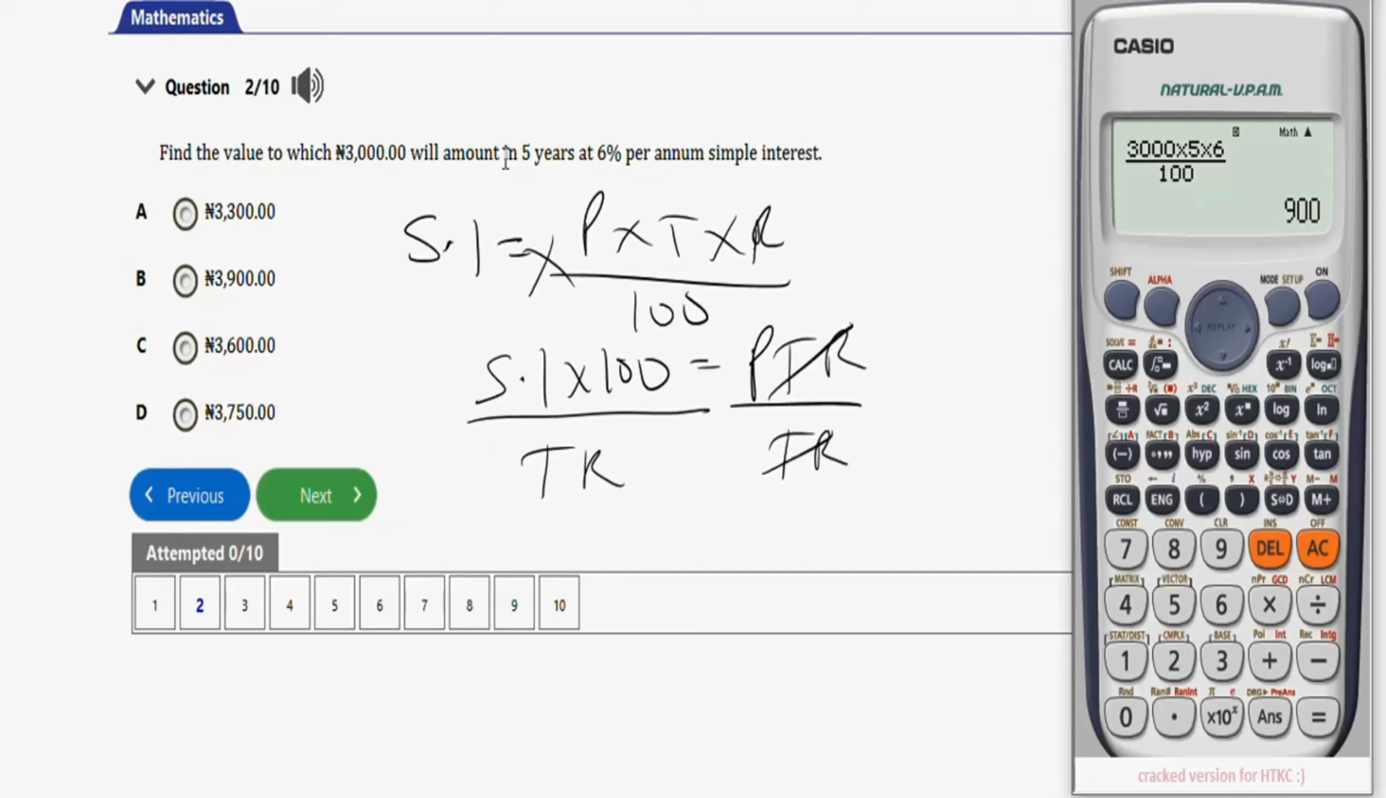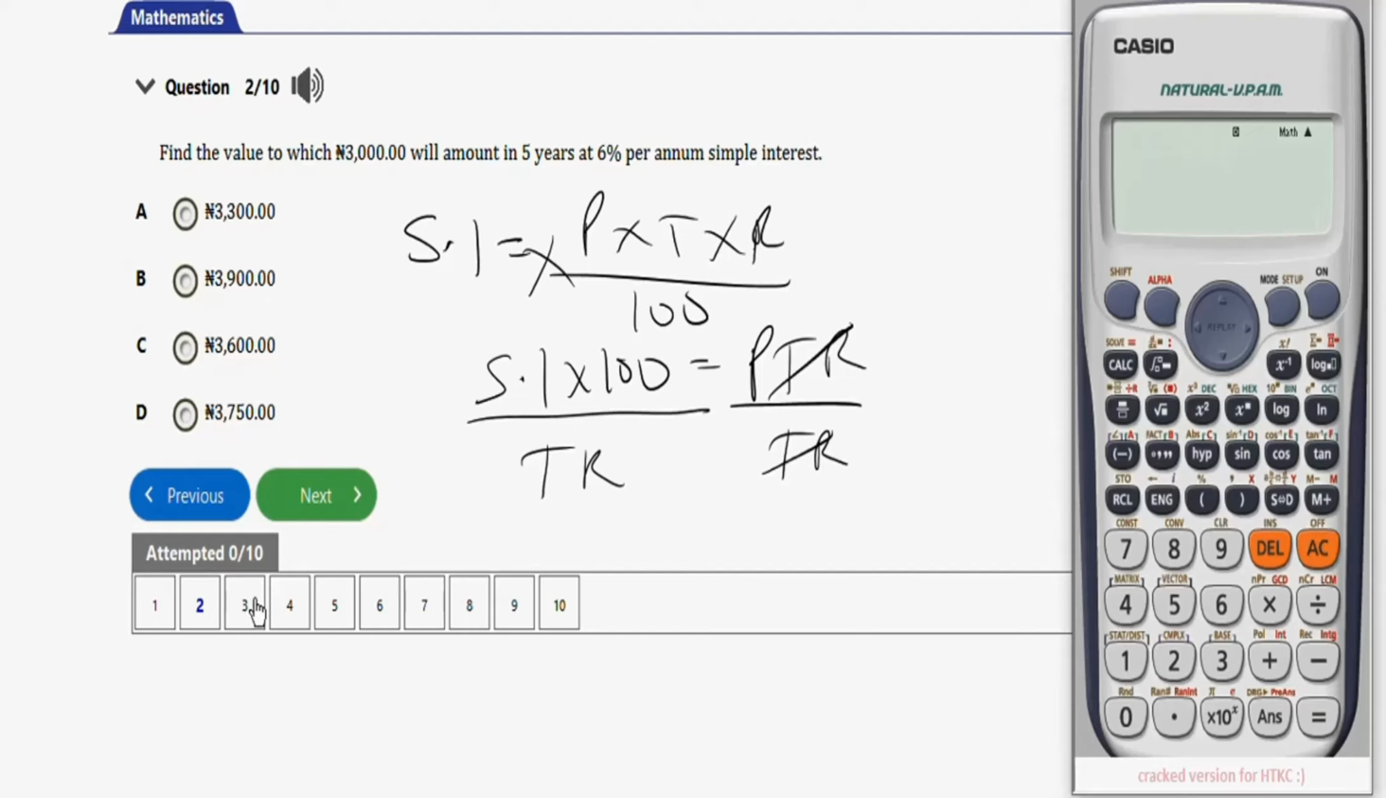So the value it will yield in total will be this simple interest plus the 3,000, so it will give you 3,900 naira. The right option is option B. Okay, so that's it for this question.